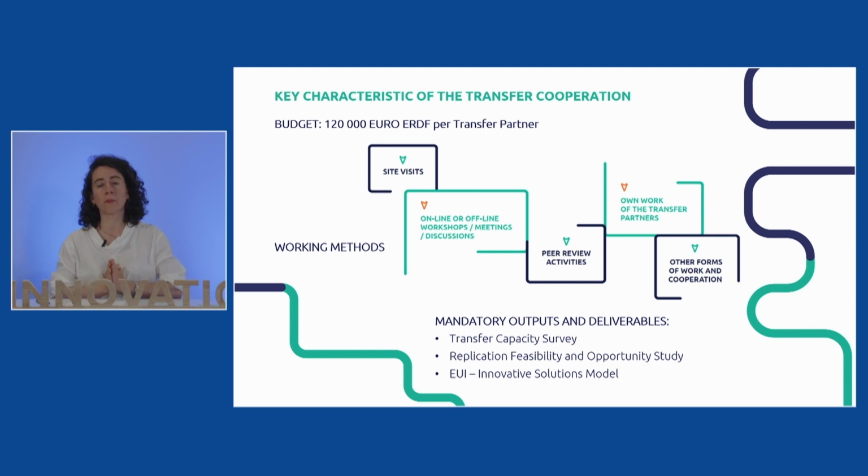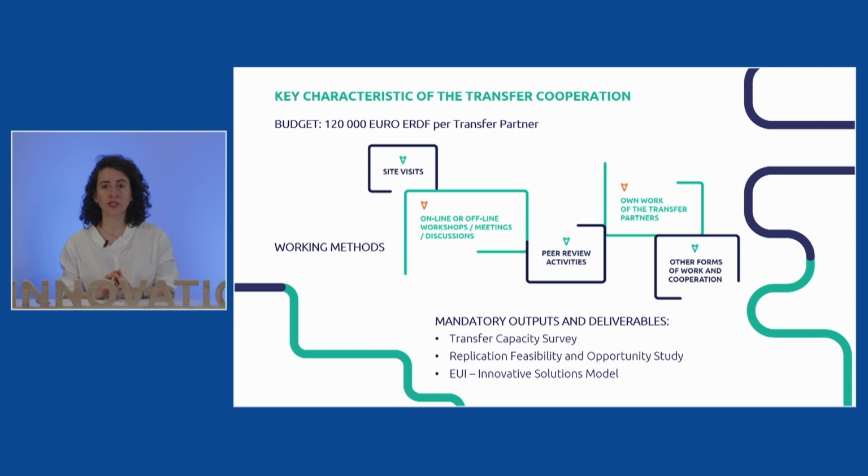There are 3 mandatory outputs that you will have to work on during the implementation. The first one is the transfer capacity survey. Each transfer city will have to take a survey before and after the end of the project to see how their transfer capacity and their innovation potential has evolved. They will have to submit a feasibility and opportunity study related to the replication of the solution. So there will be, again, 1 per transfer city.